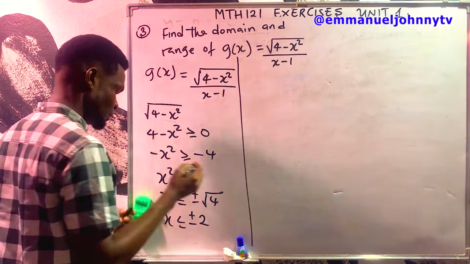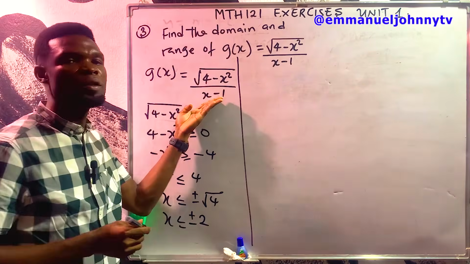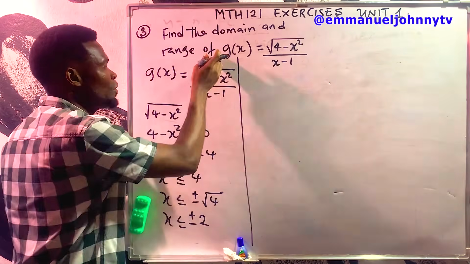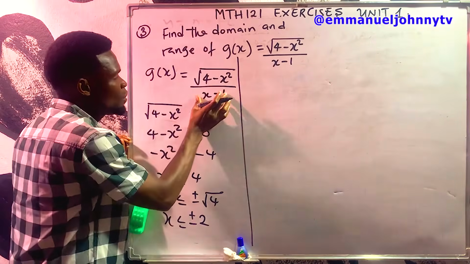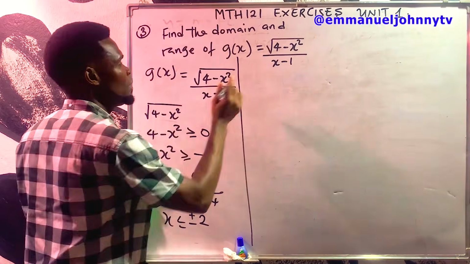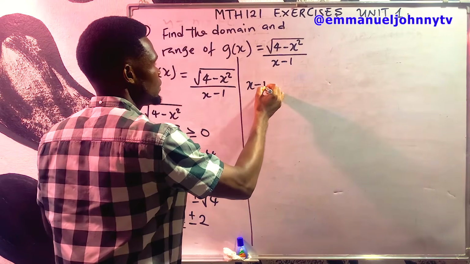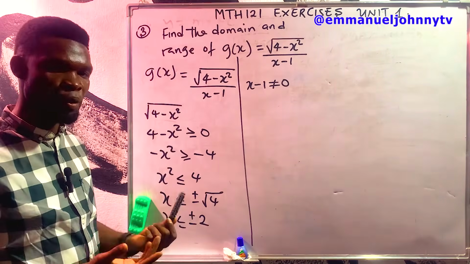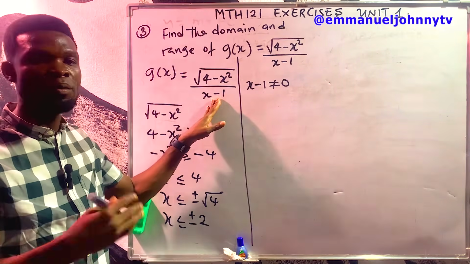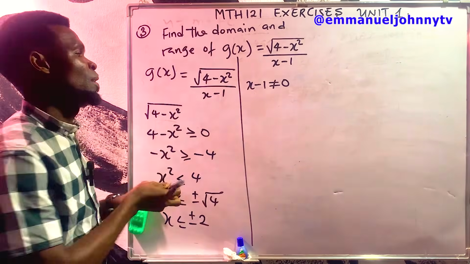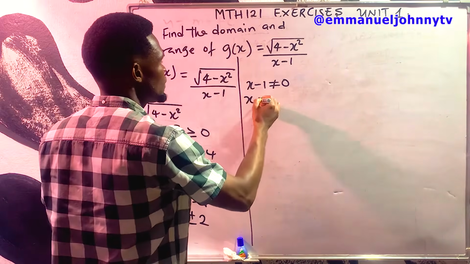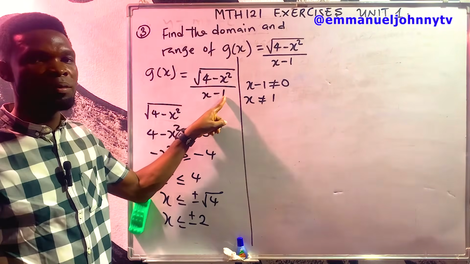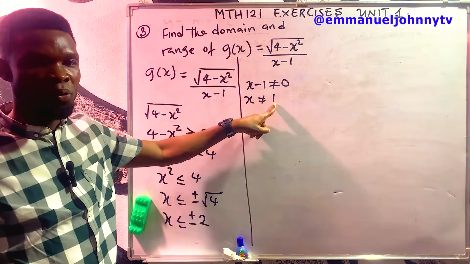Next, pick the denominator, which is x minus 1. Look at it. And you know that for this function to be defined, the denominator can never be 0. So we say x minus 1 cannot be, that is, is not equals to 0. It cannot be, because if it is 0, it becomes undefined. So at this point, I can say that my x is not equals to 1. Of course, if you put 1 here, 1 minus 1 is 0. So x cannot be 1.